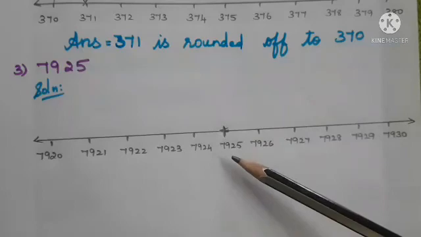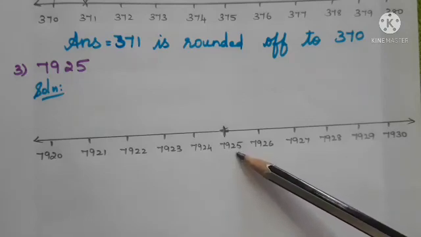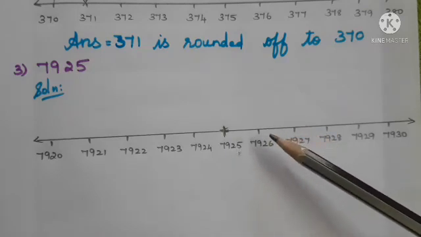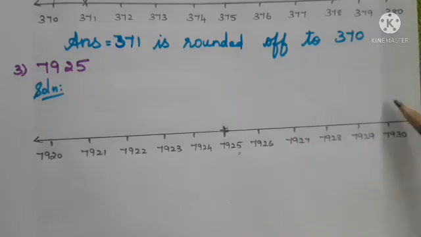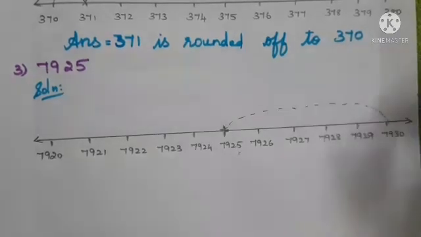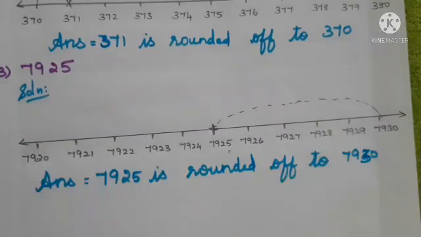So here our ones place is what? 5, isn't it? Our ones place is 5. This is ones, tens, hundreds. So we already know that when the ones place digit is 5 or greater than 5, it is closer to the next, that means round up. So we can draw it like this. It will go up, otherwise we can say it will round up. So by using the number line, we can write the answer as 7925 is rounded off to 7930.